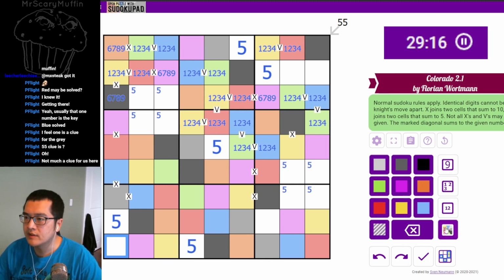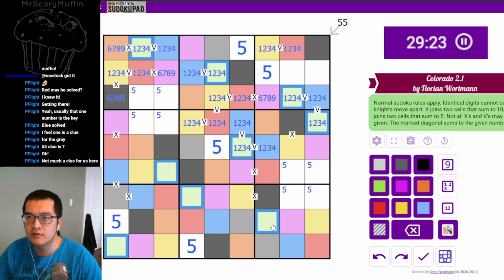If that's 5, then that's green. There we go. We got green in there. Green, green. That's a green. Is green solved now? 1, 2, 3, 1, 2, 3, 1, 2, 3. Yep, we filled in all the greens.